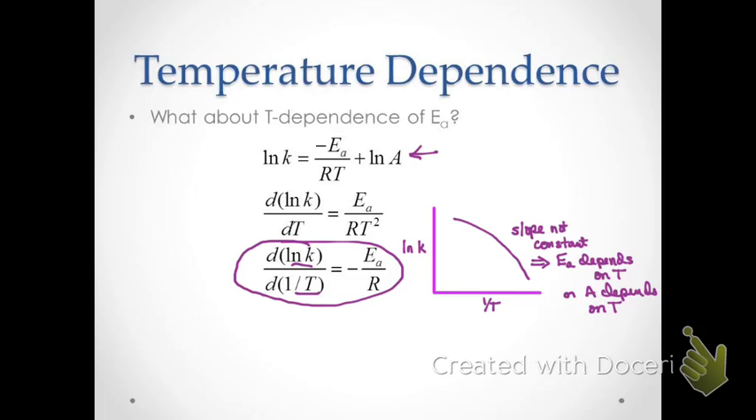Or it could actually be that our pre-exponential factor is also dependent on temperature. So a curved line here could indicate the activation energy depends on temperature. It could indicate that the pre-exponential factor depends on temperature. It could indicate that both depend on temperature. So the analysis becomes much trickier at that point.